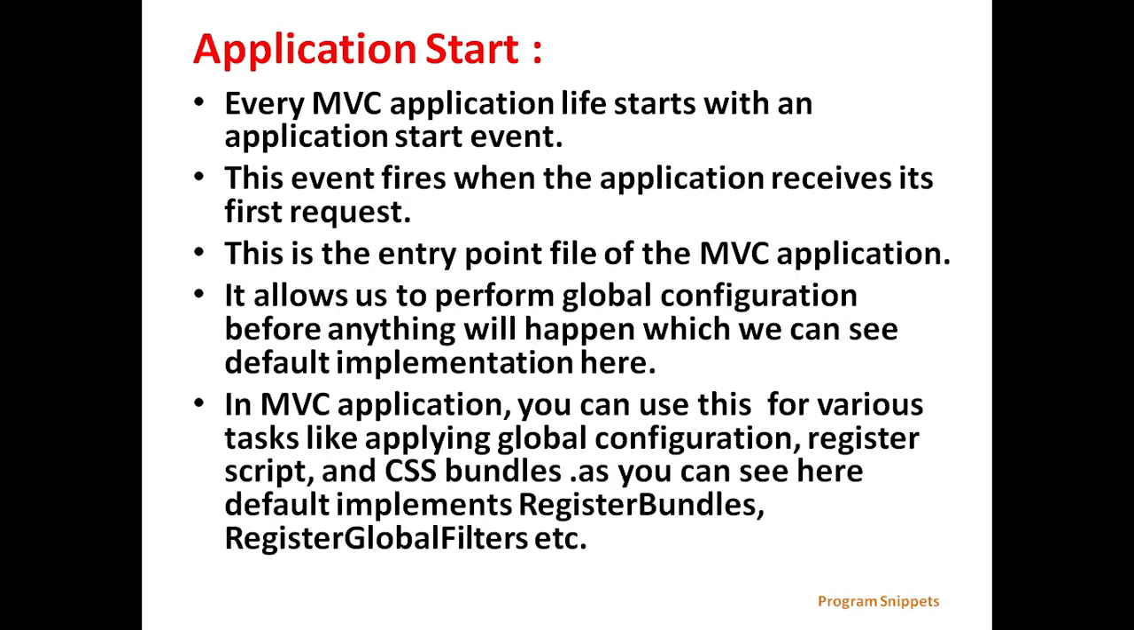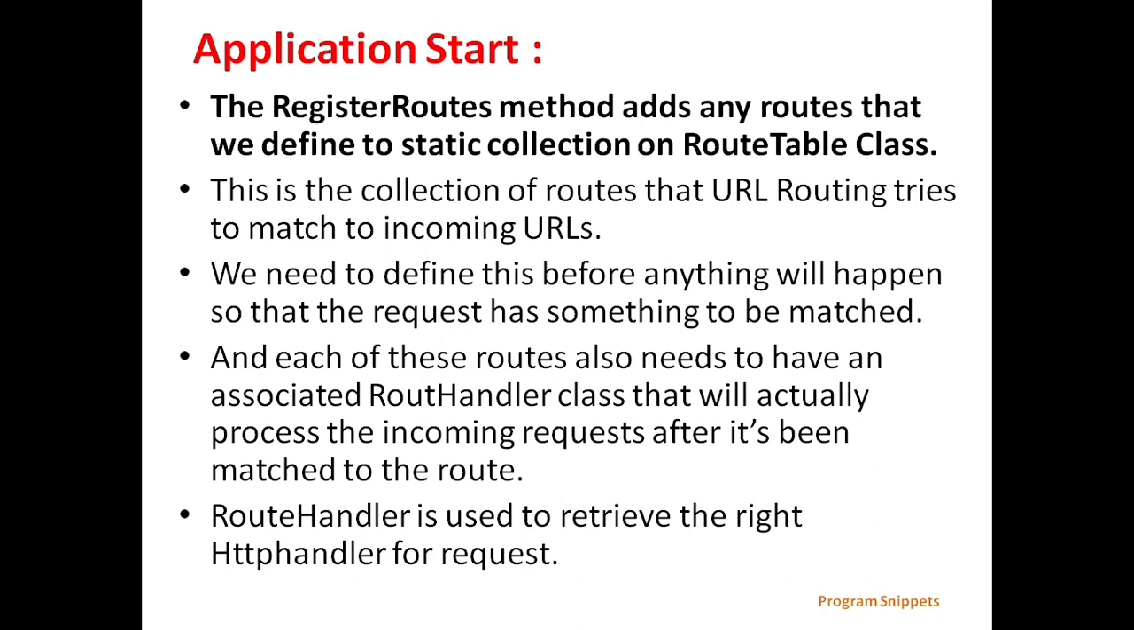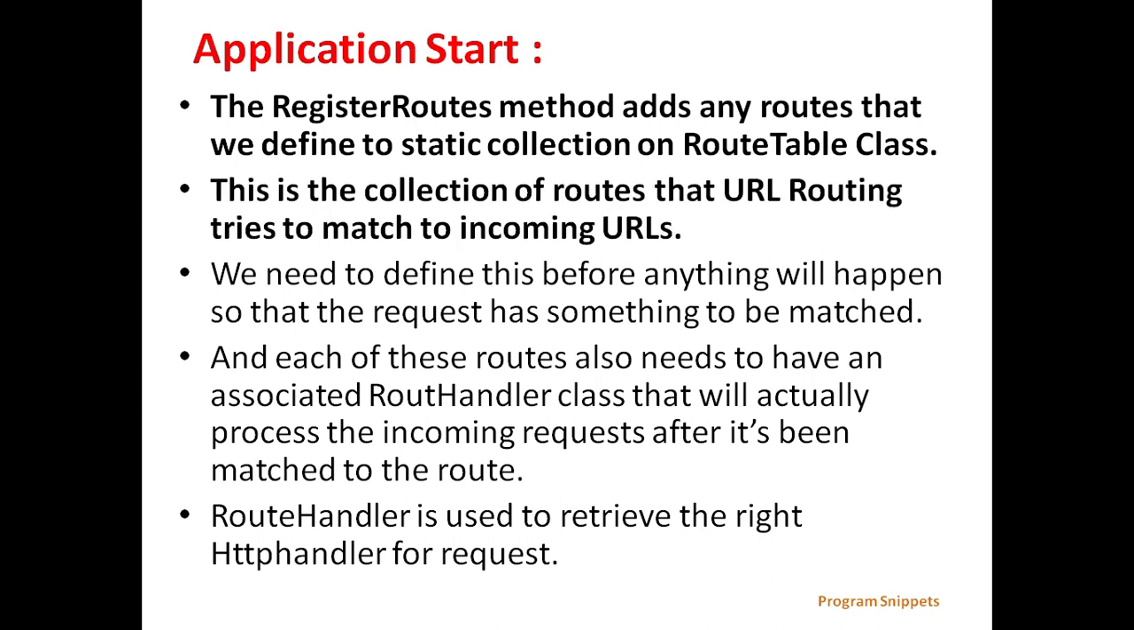In an MVC application, you can use this for various tasks like applying global configuration and registering script and CSS bundles. As you can see here, default implementations include register bundles, register global filters, etc. The register routes method adds any route that we define to a static collection on the RouteTable class. This is the collection of routes that URL routing tries to match to incoming URLs.